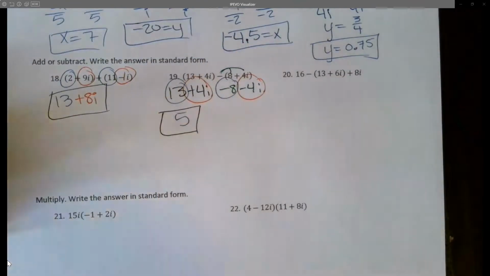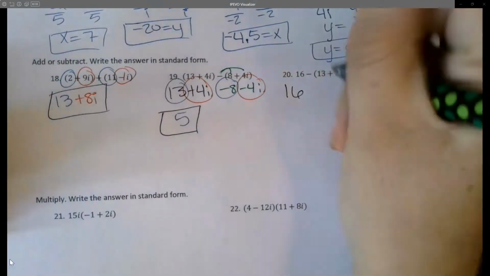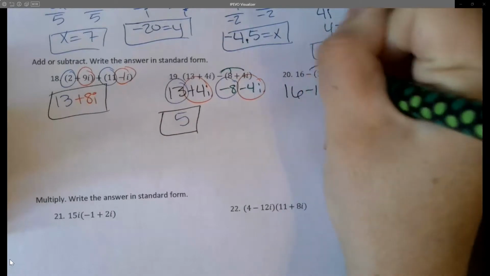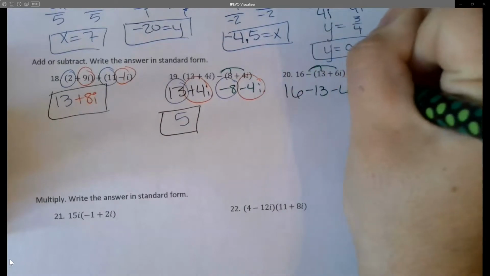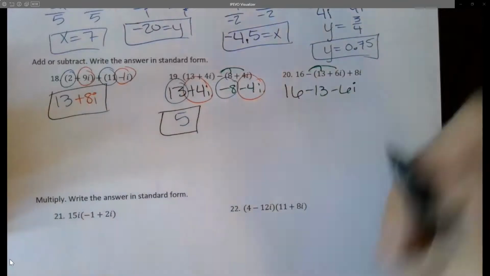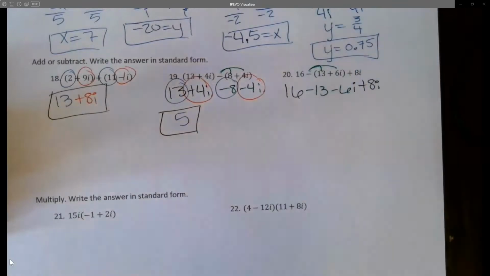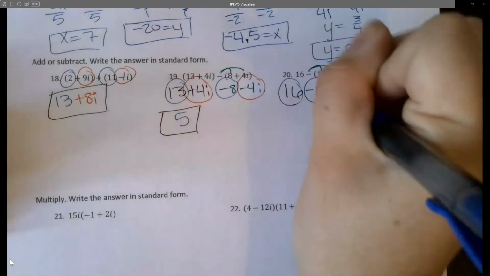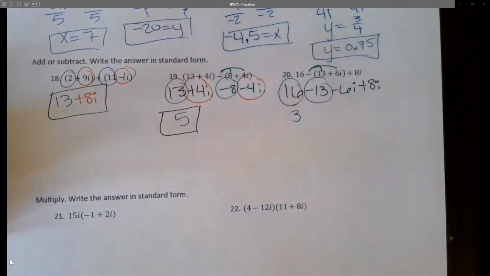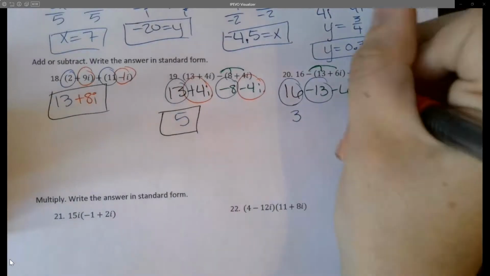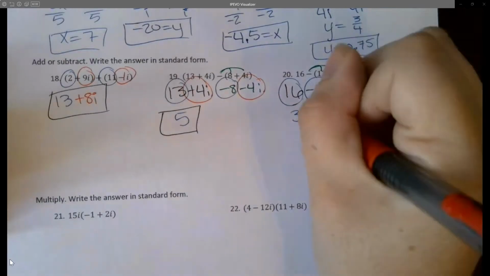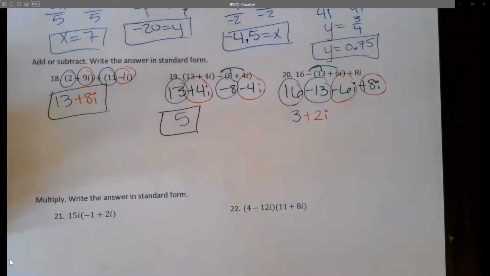If I take a look at 20, I have that 16. Then I want to go ahead and distribute that negative. So I have negative 13, negative 6i. And that 8i at the end just stays there. I want to combine my real parts. I have 16 minus 13, which gives me 3. Then I have negative 6i plus 8i, which gives me positive 2i.